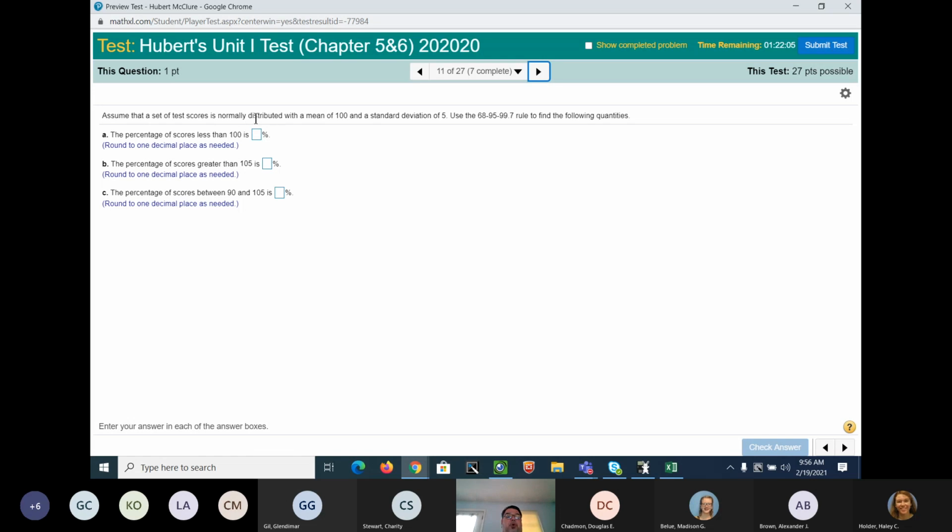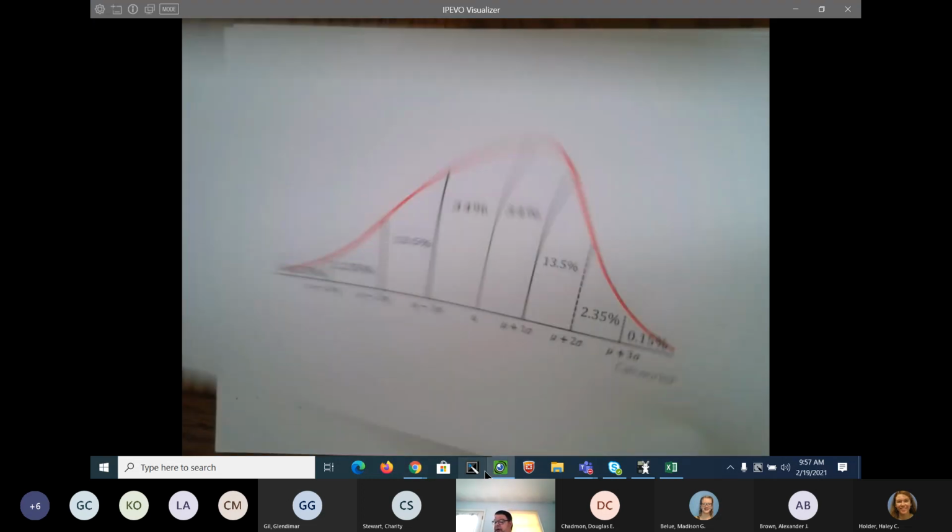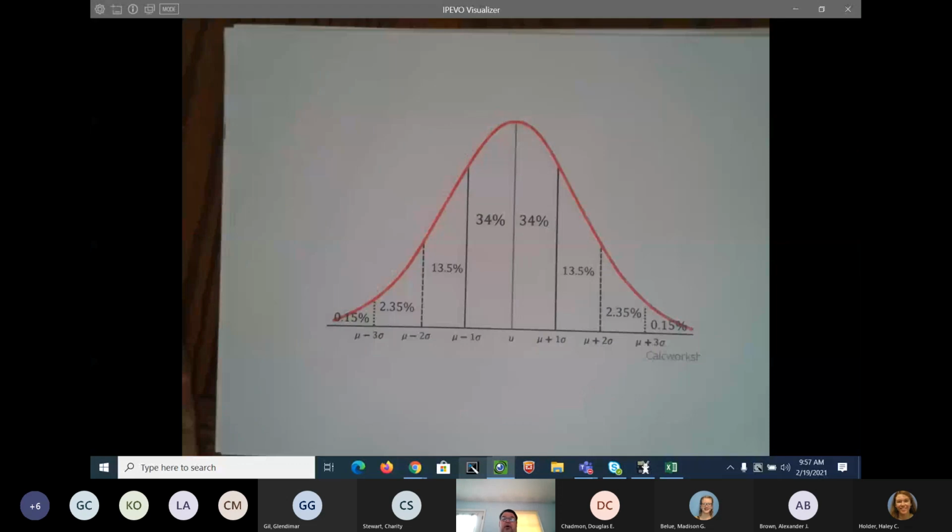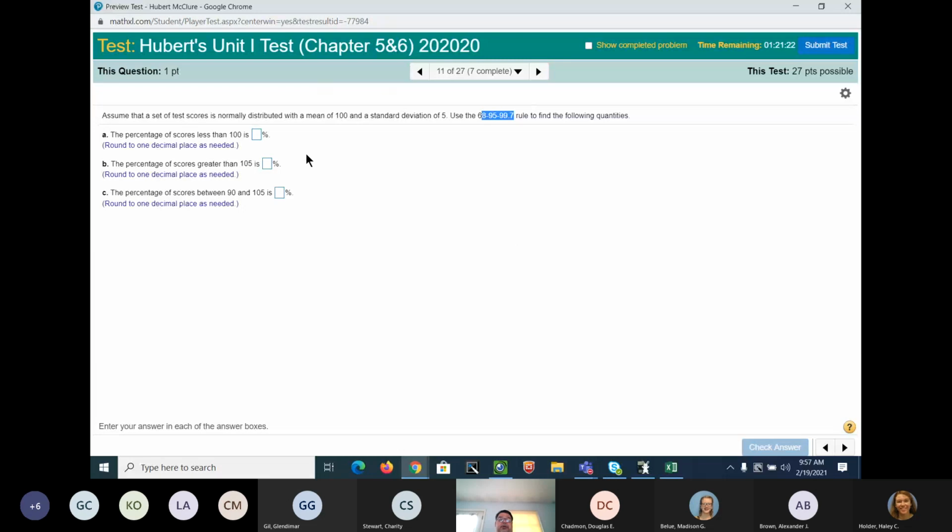Assume that a set of test scores is normally distributed. Okay, this looks like the empirical rule. I have never seen a book call it the 68, 95, 99.7 until I started teaching this 103 class. It's called the empirical rule. I've never heard anybody call it this before. So this is where you're going to use your handy dandy curve that 2 or 3 of y'all have copied off. And there's 2 or 3 of these on the test.